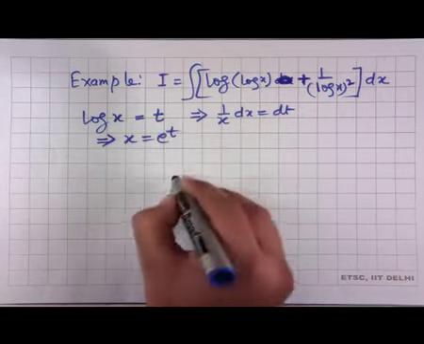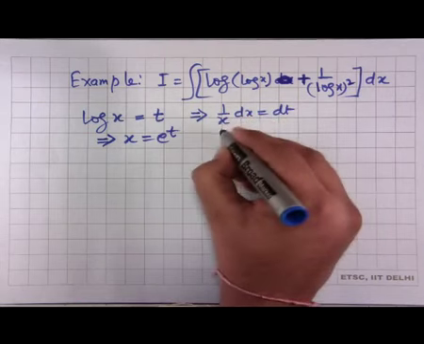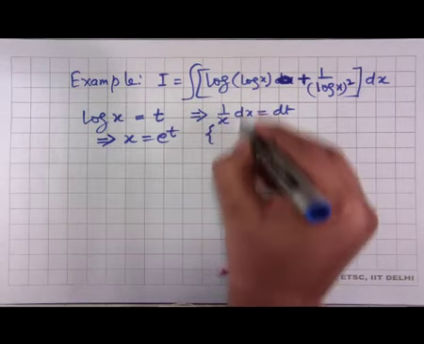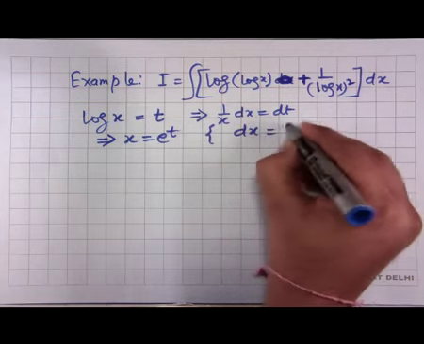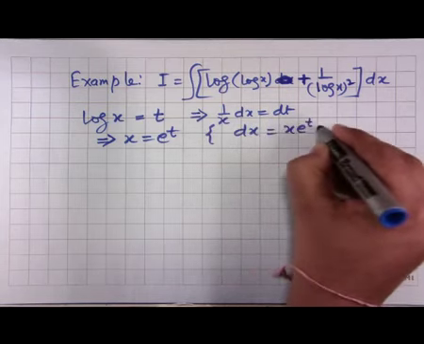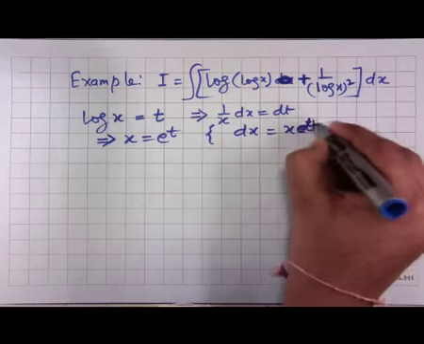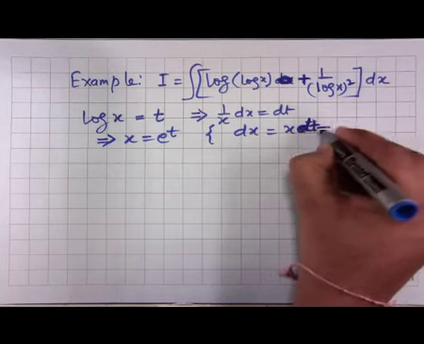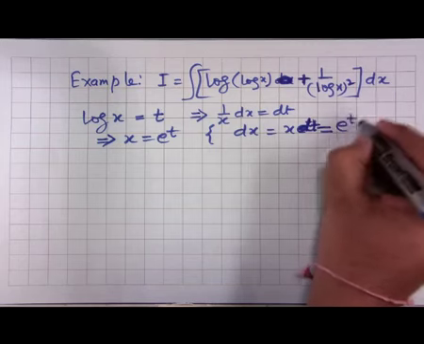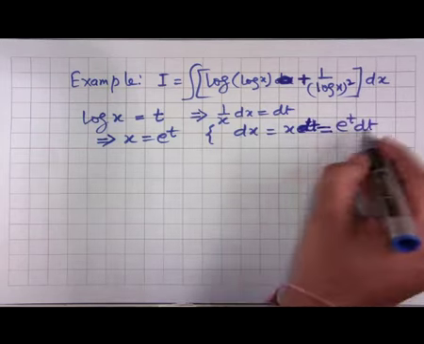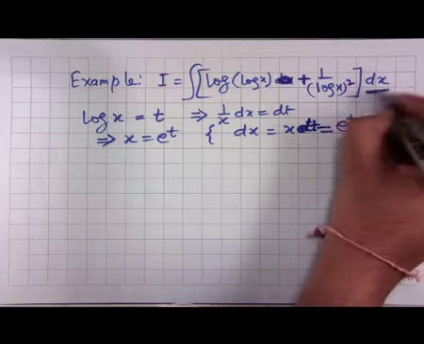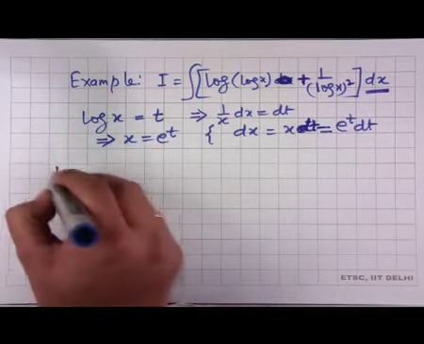And therefore, this gives me dx equals x dt, which is nothing but x is e raised to power t, and therefore e raised to power t dt. So, dx is equal to e raised to power t dt. Now, let me make those substitutions in the integral.